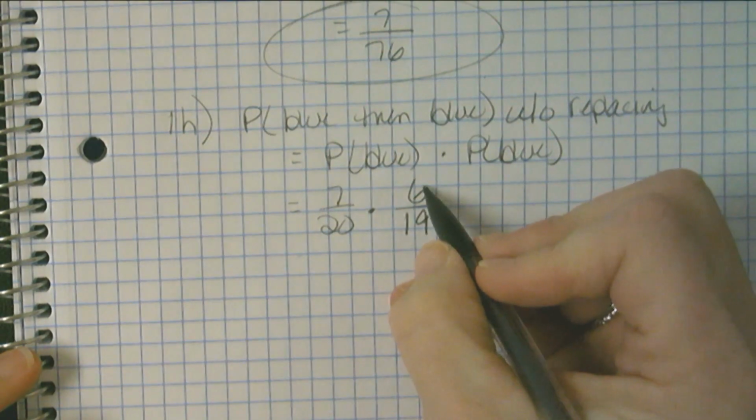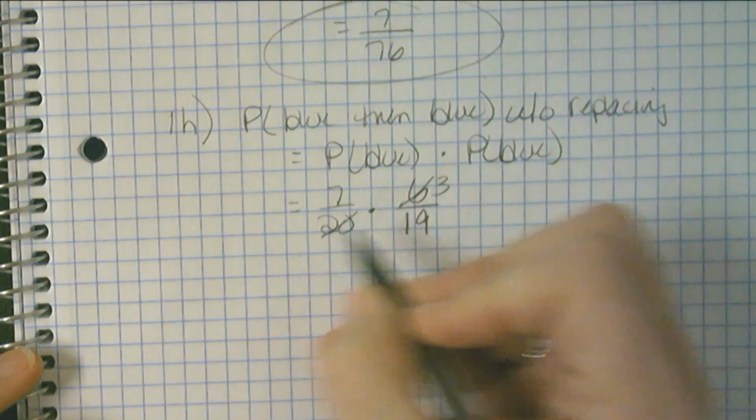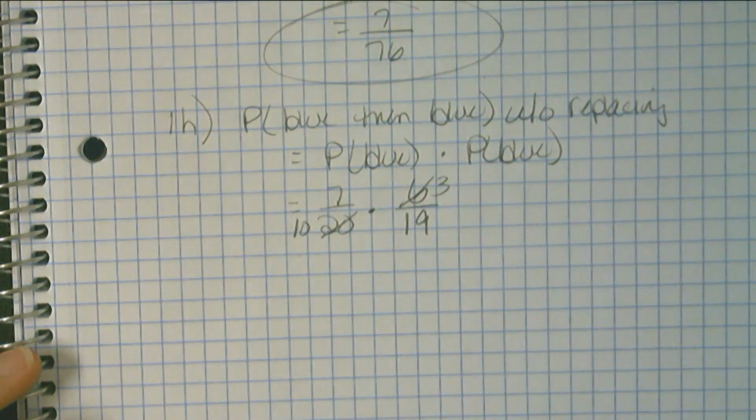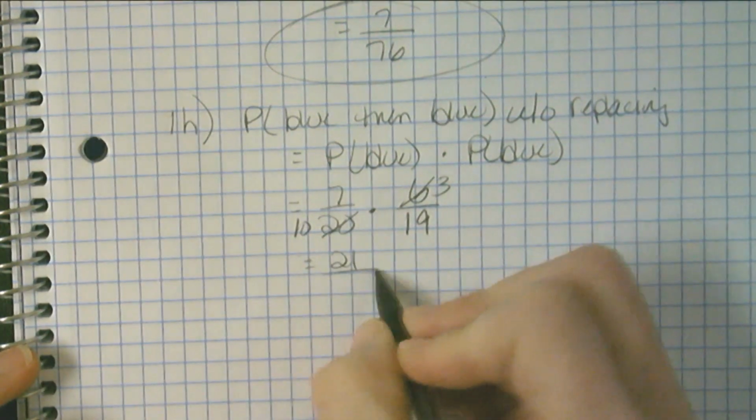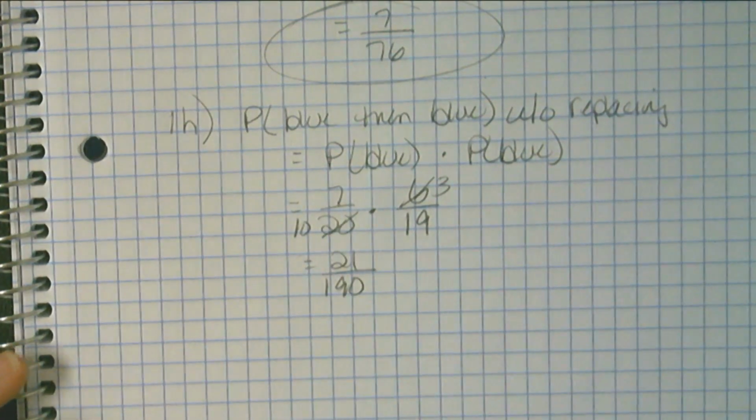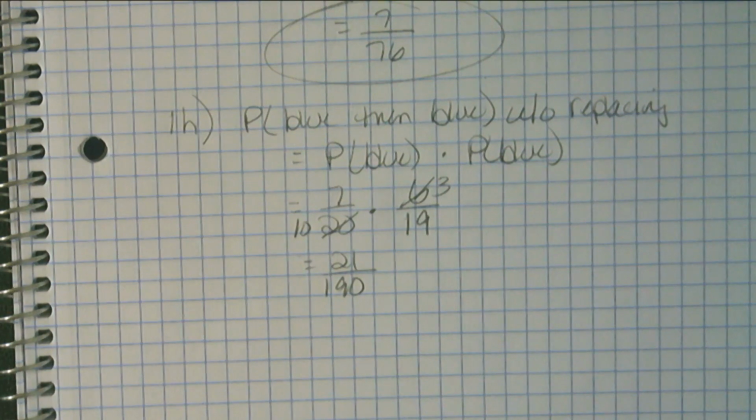All right, 2 divides into 6 3 times, 2 divides into 20 10 times. So we end up with 21 over 190. And I don't think 190 is divisible by 7. It's not divisible by 3, so I think we're simplified.